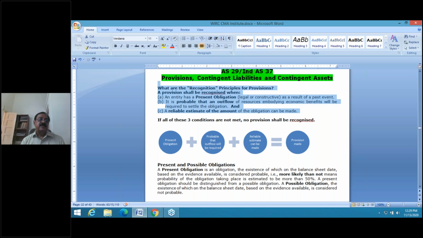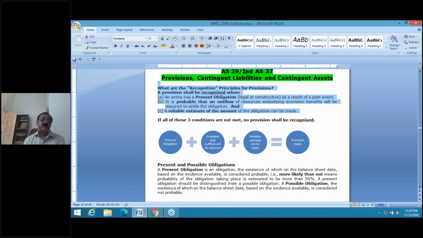A provision shall be recognized when an entity has a present obligation. This obligation may be legal or may be constructive, but a present obligation. I'm explaining what a present obligation is later on. As a result of a past event. So past means some event has occurred, as a result of which presently you have some obligation, may be legal, may be constructive.